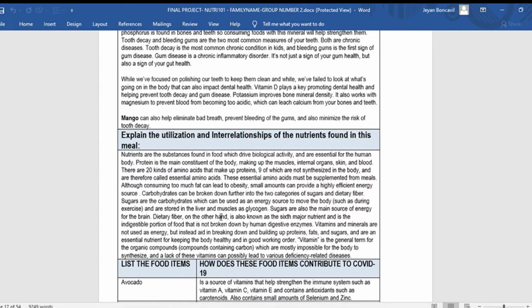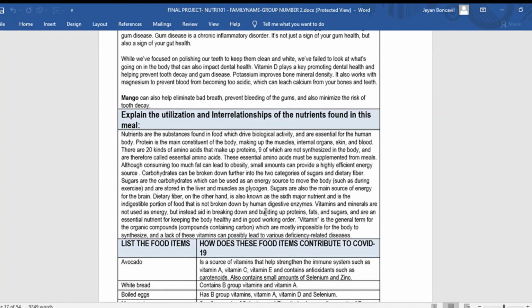Dietary fiber, on the other hand, is also known as the sixth major nutrient and is the indigestible portion of the food that is not broken down by human digestive enzymes. Vitamins and minerals are also not used as energy but instead aid in breaking down and building up proteins, fats, and sugars and are essential nutrients for keeping the body healthy and in good working order. Vitamin is the general term for the organic compounds containing carbon which are impossible for the body to synthesize, and the lack of these vitamins can possibly lead to various deficiency-related diseases.